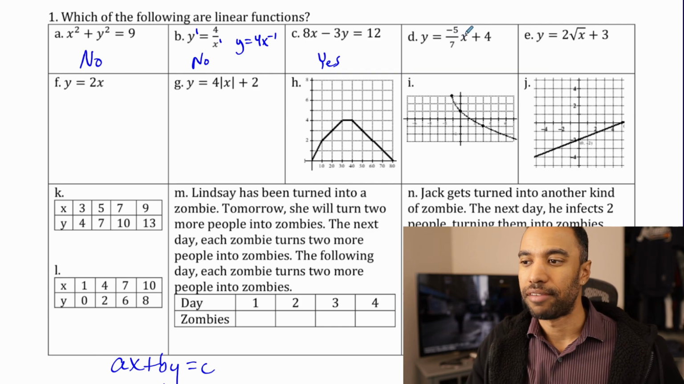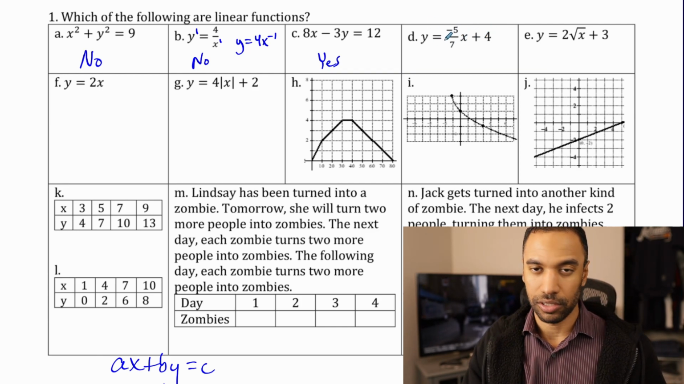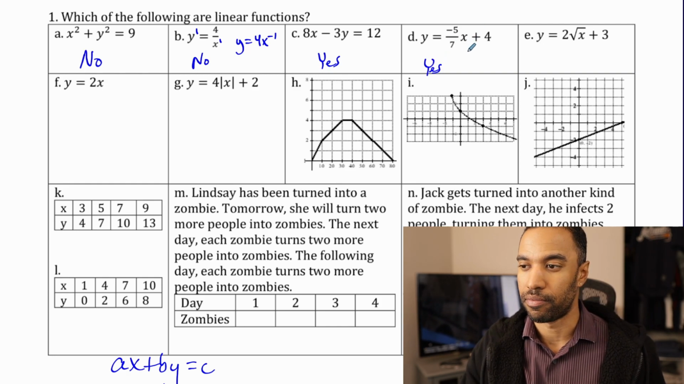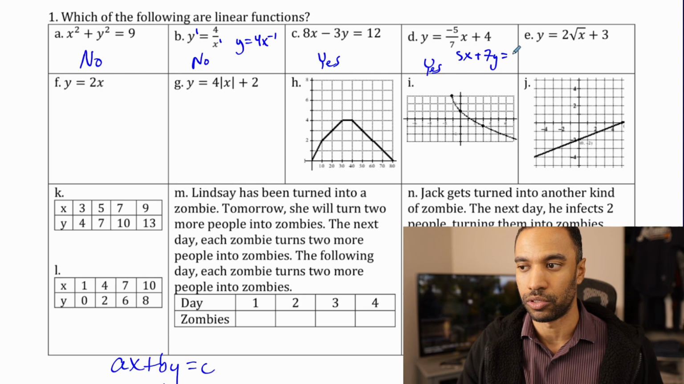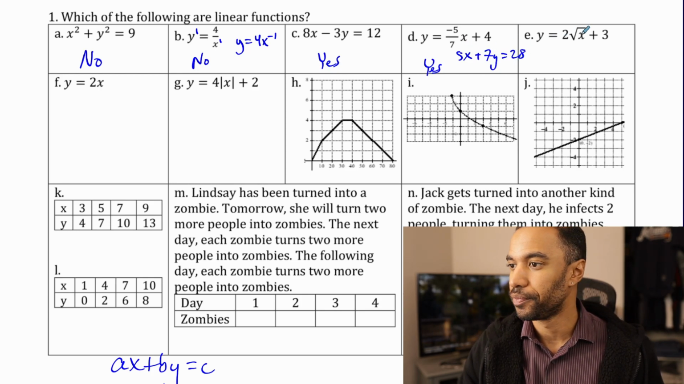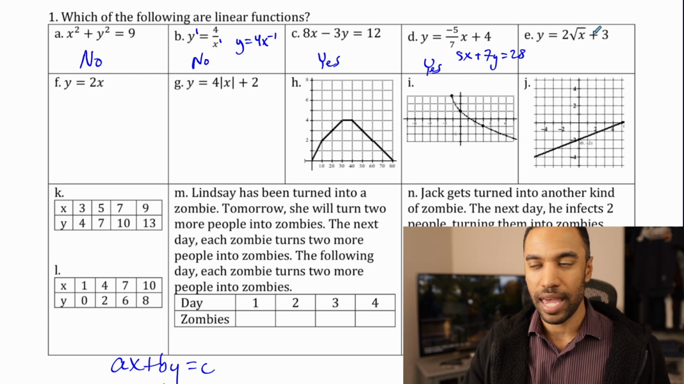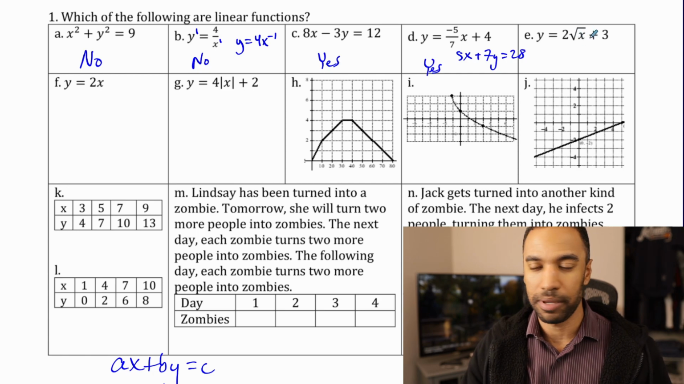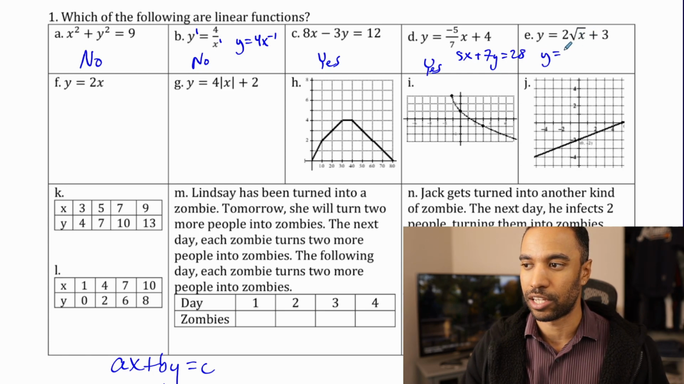y equals negative 5/7 x plus 4. Yes, this is slope-intercept form. If you want to see standard form of this, multiplied by 7, it would be 5x plus 7y equals 28. Conversions, we might be doing conversions later. y equals 2 root x plus 3. No, this x is not of degree 1 because of the radical. In fact, this x would be to the 1/2 power.